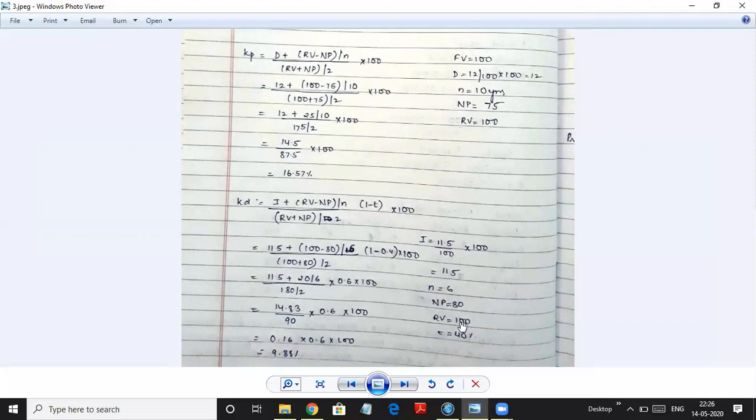If you solve for cost of debt, interest is not 115, it's 11.5, plus 100 minus net proceeds 80 divided by 6 years, the whole divided by 100 plus 80 divided by 2, into 1 minus tax rate, into 100. When you solve this, you get it as 9.88%.